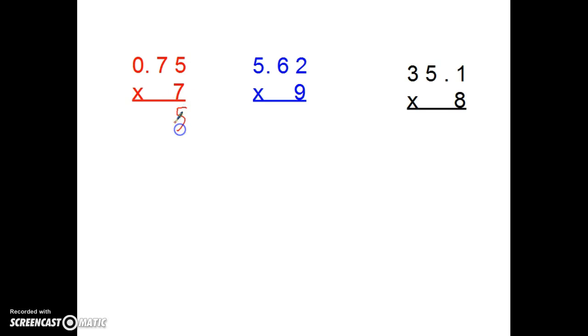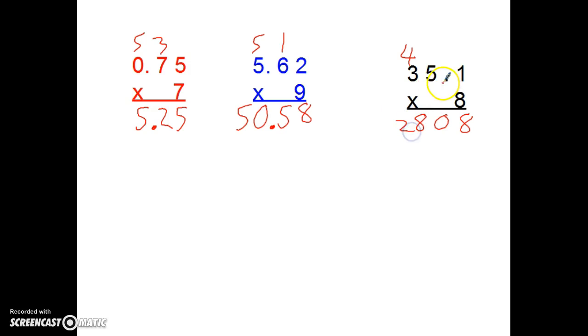7 times 5, 35. Carry my 3. 49, 52. 7 times 0, 0 plus 5 is 5. 2 spots over. 5 and 25 hundredths. 18, 54, 55. 45, 50. 2 spots over. 50 and 58 hundredths. 8 times 1 is 8. 8 times 5 is 40. Carry my 4. 24, 28. Count over one spot. My answer is 280.8.